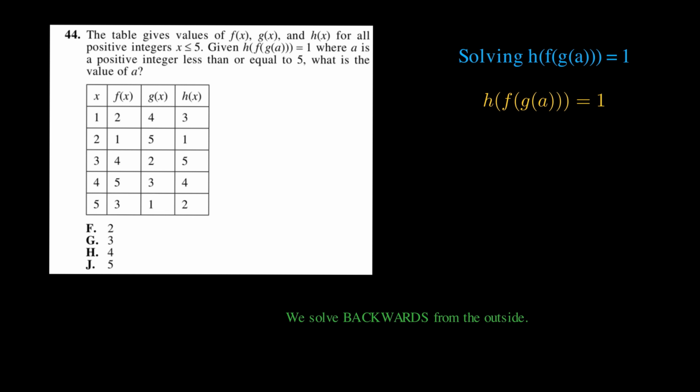So instead of guessing a, we ask, what number went into h to give 1? So we look at the table. We scan down the h column. We ask, where does h give output 1? Looking in the table, we see h of 2 equals 1. That means the input to h had to be 2. So now we know f of g of a equals 2.